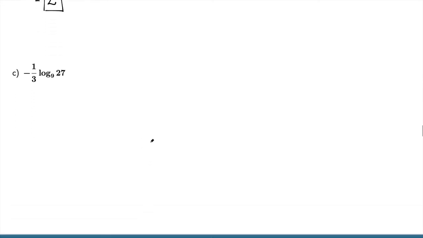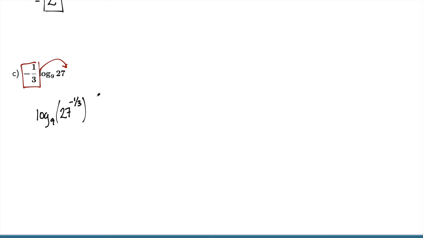For part C, we have this number out in front. And we have a logarithm law that tells us that a number out in front can actually come up to be the exponent on this number inside. And so we have log base 9 of 27 to the negative 1/3. And so we need to figure out what this is.